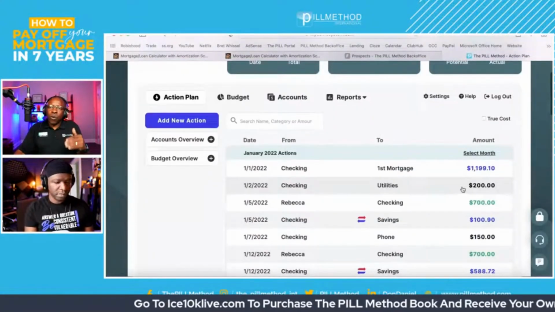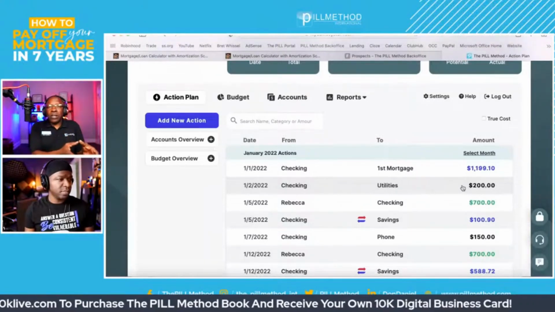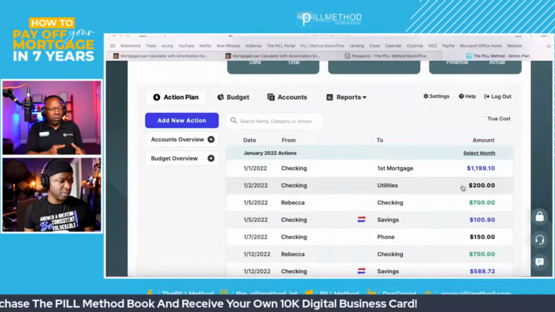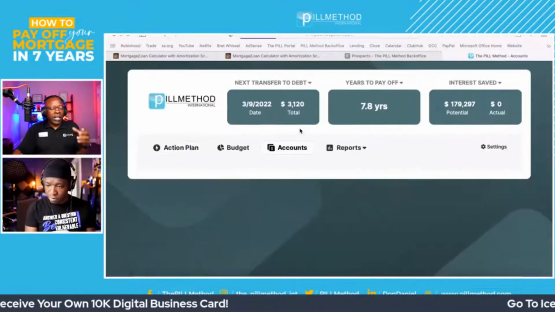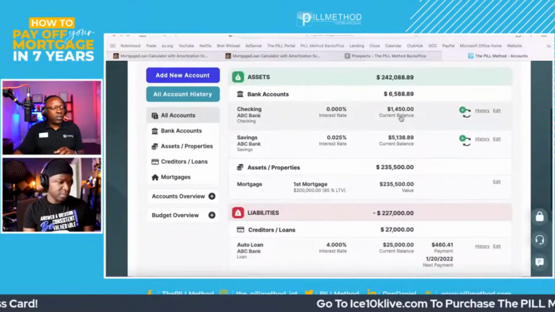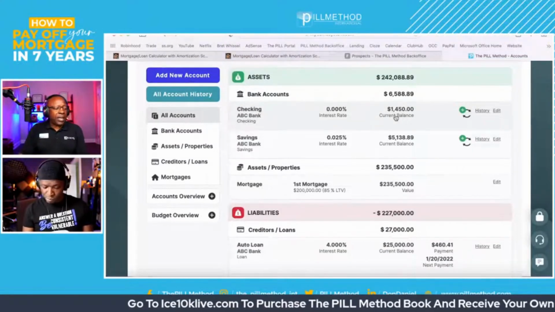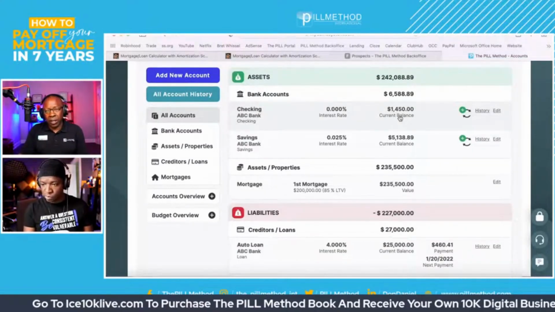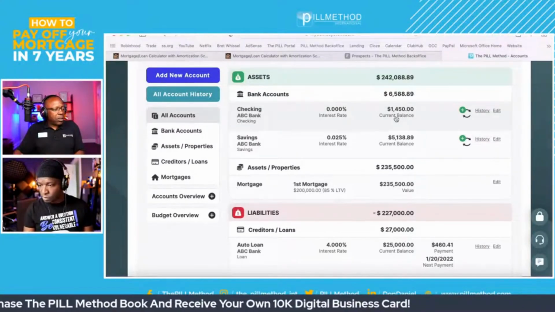He has to tell the program how much he makes because in the program, there is a virtual checking account. All right. And in the virtual checking account, it has to match his actual checking account. So in the virtual checking account, he has $1,450. Well, guess what? In his actual checking account, he has the same amount of money to the penny. The program has to know how much is in the bank. So he tells the program.